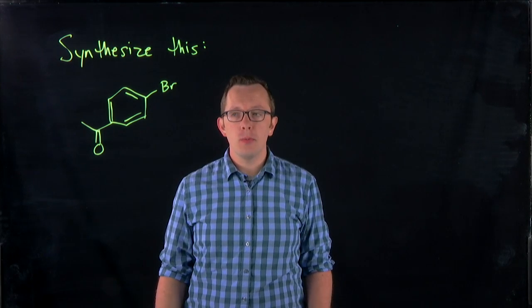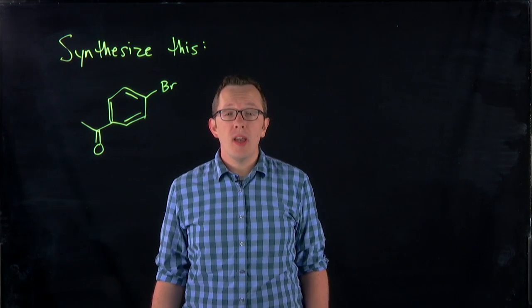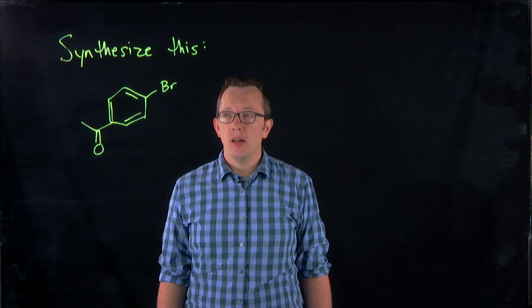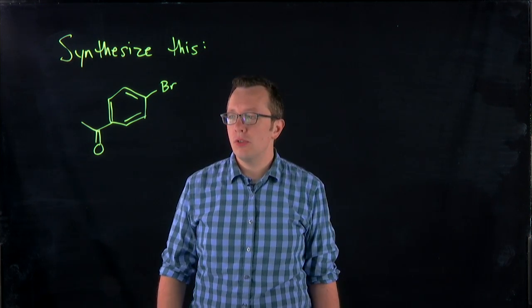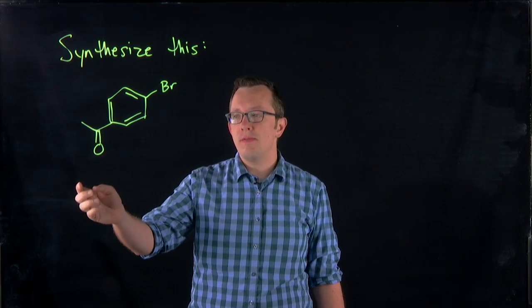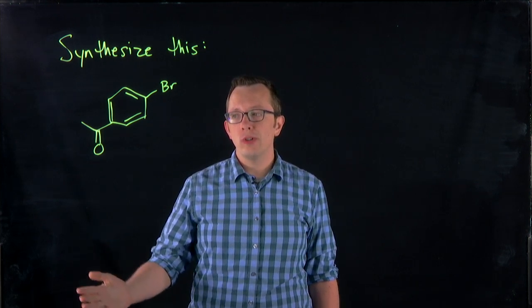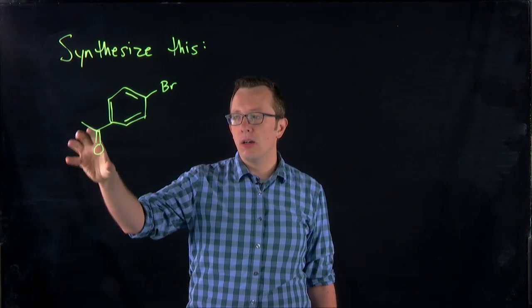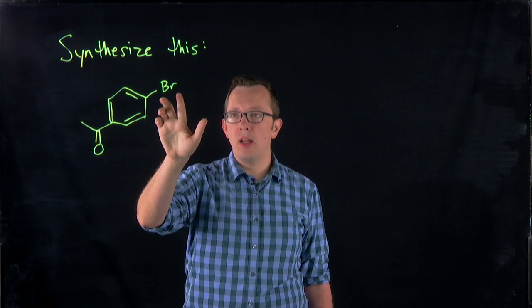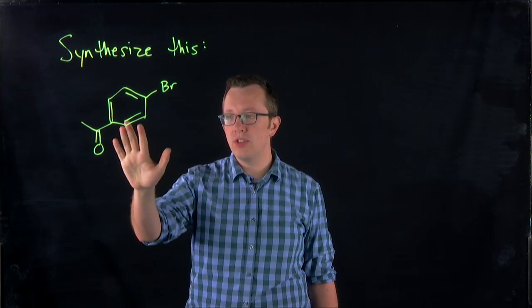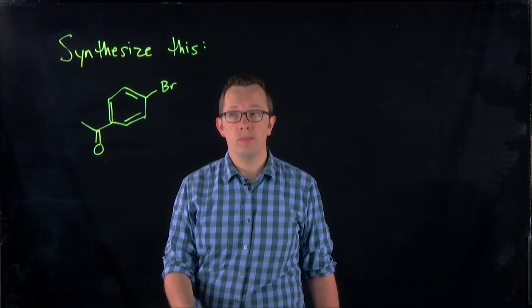Okay, now we're going to practice putting our molecules together, taking into account these directing group effects. So here we have a molecule, and we're going to take a look at it and figure out in what order we are going to add our acyl group and our bromine, right? So we're going to synthesize this molecule from benzene, okay?